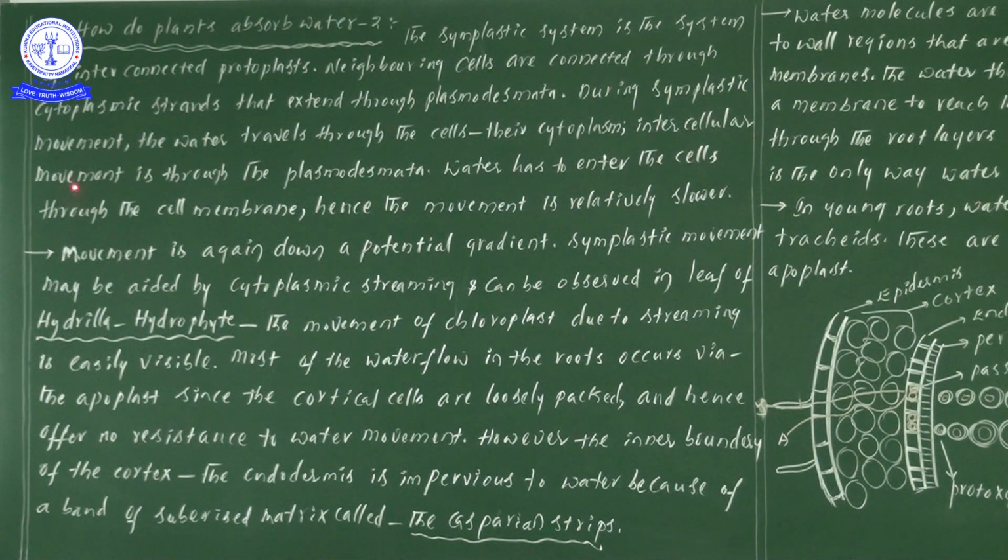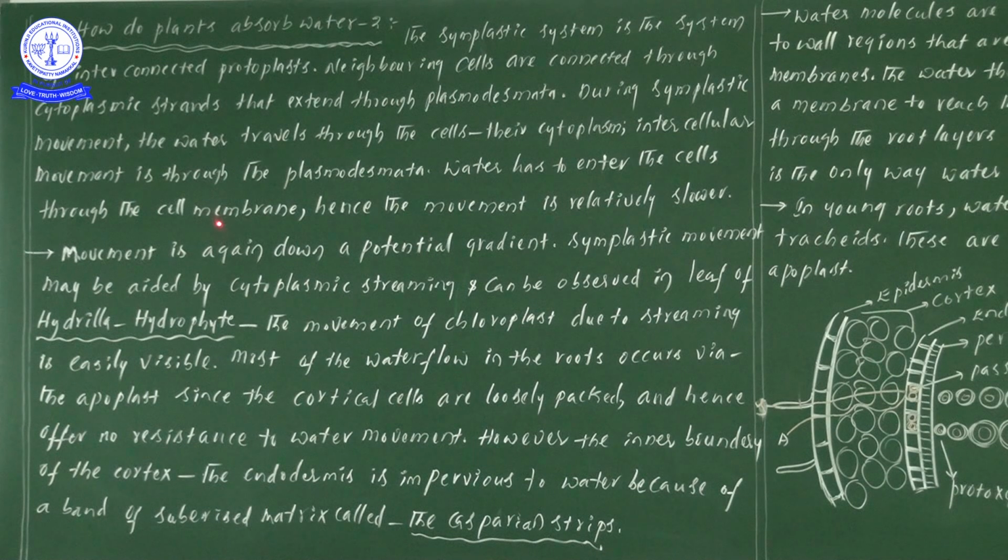Next, intercellular movement is through the plasmodesmata. Intercellular means the transportation taking place between two cells, and it goes on through the plasmodesmata connections. Next, water has to enter the cell through the cell membrane, hence the movement is relatively slower. In comparison of the apoplast and the symplast, we can understand that the apoplastic pathway is faster than the symplastic. Why is the symplastic pathway relatively slower than the apoplastic pathway?